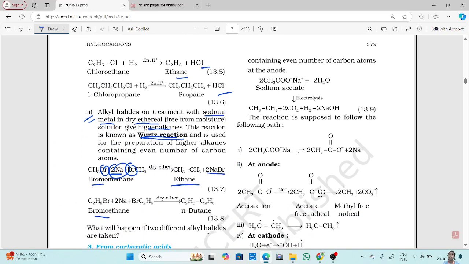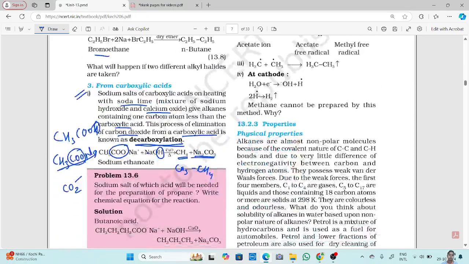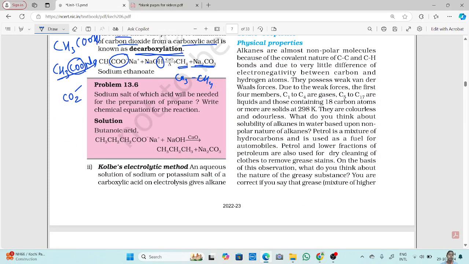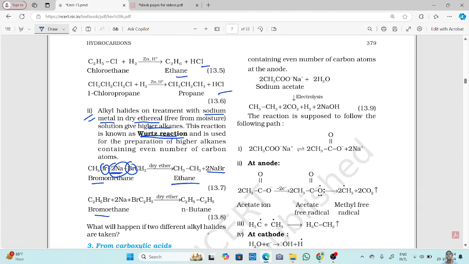Now, containing an even number of carbon atoms at the anode. So you have to have an even number of carbon atoms. Now next one is your Kolbe electrolytic method. First you have seen the decarboxylation method, next is Kolbe's electrolytic method. Now an aqueous solution of sodium or potassium salt of a carboxylic acid, again the same thing, on electrolysis gives alkane. So when you electrolyze, it gives you alkanes containing an even number of carbon atoms at the anode.